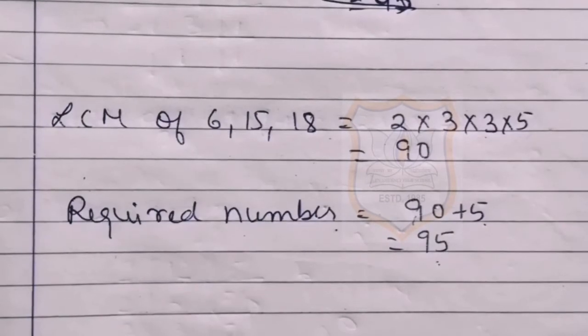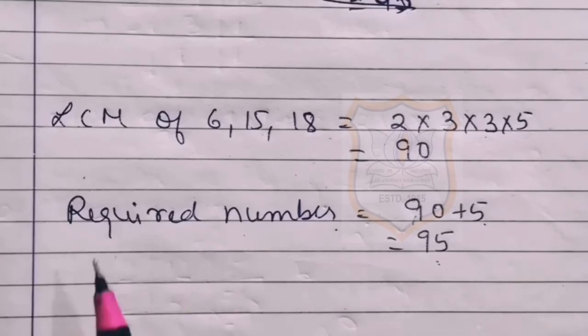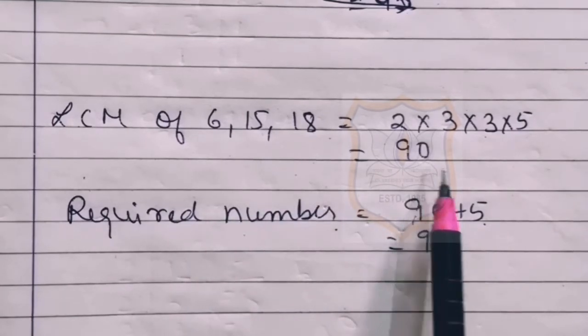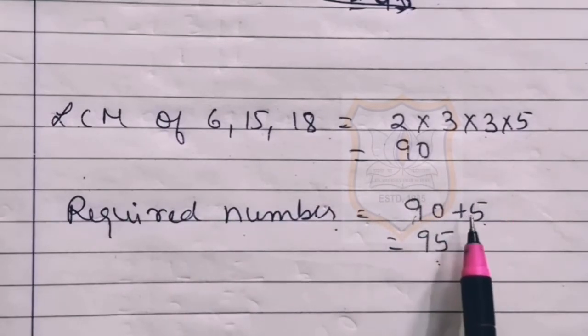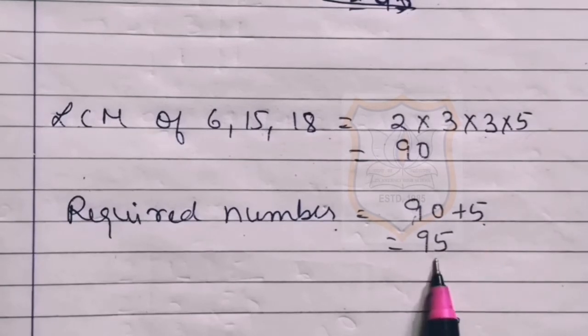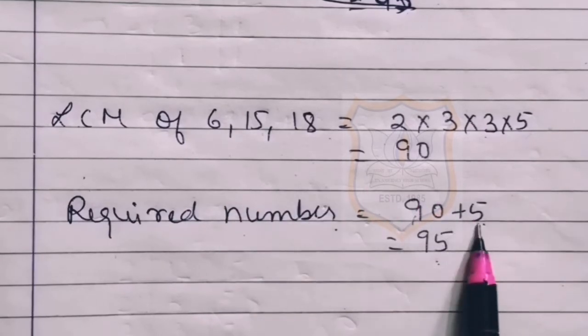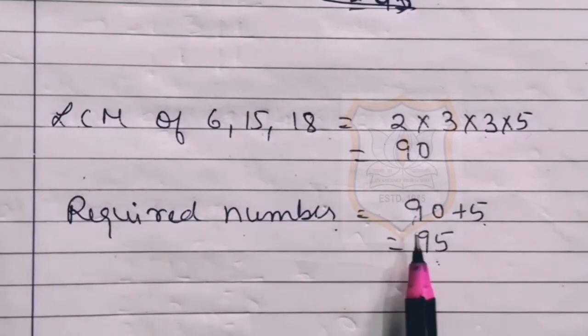Students, here we have to find out the least number which if divided by 6, 15 and 18 leaves remainder 5. So here the LCM of 6, 15 and 18 is 90. If we add 5 to 90 we will get 95, and if we divide this 95 by 6, 15 and 18 we will get 5 as a remainder. So the required number is 95.